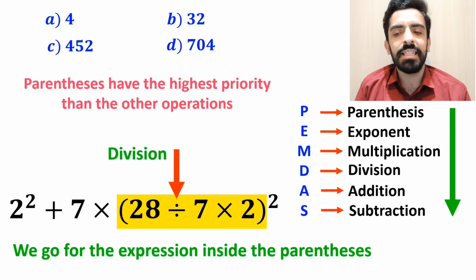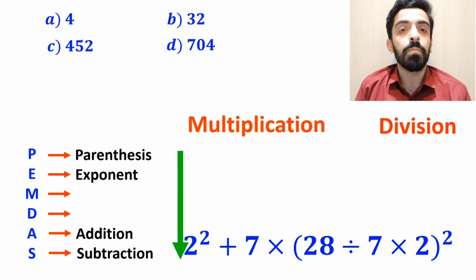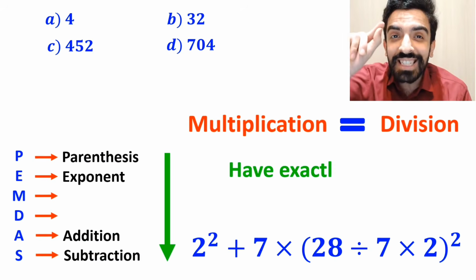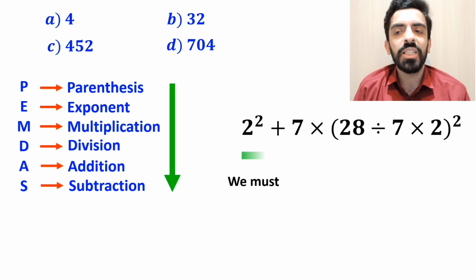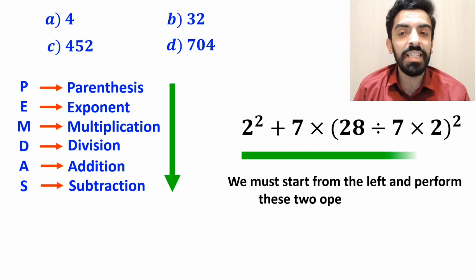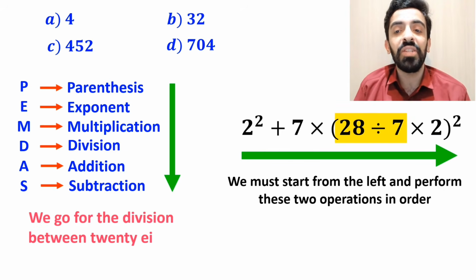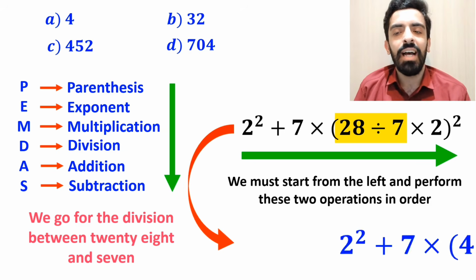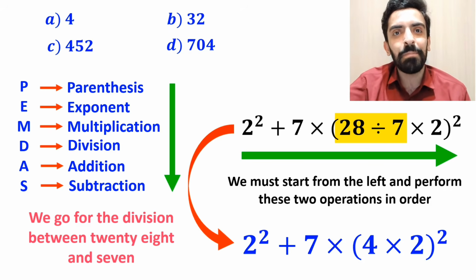Inside the parentheses, first we have a division sign and then a multiplication sign. It's very important to note that multiplication and division have exactly the same level of priority. In this situation, we must start from the left and perform these two operations in order. So, first we go for the division between 28 and 7 and write this expression as 2 squared plus 7 multiplied by (4 times 2) all squared.